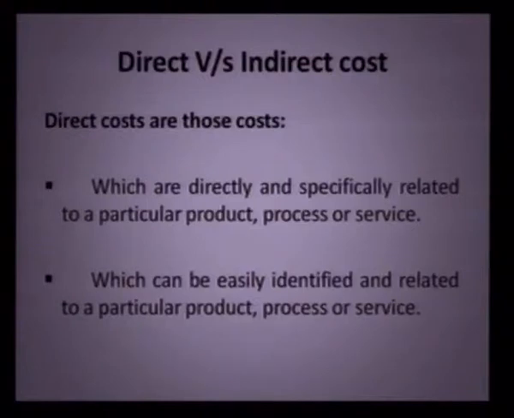For example, in a factory there are 5 to 10 products produced. We purchase some raw material for a particular product. In that case, that raw material is exclusively meant for that particular product. So we can say that raw material is the direct cost of that product. Suppose for the publication of a newspaper, the cost of the paper and the cost of the ink will be considered as the direct cost.